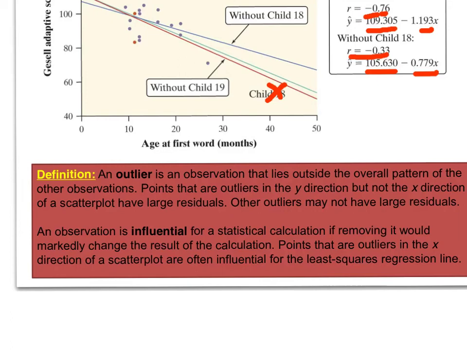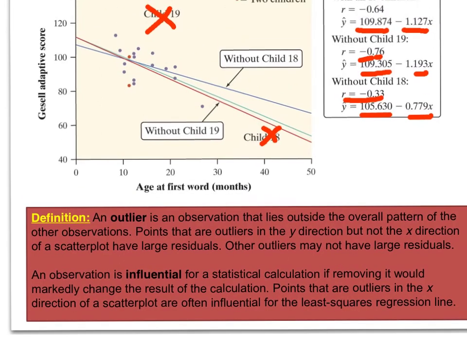The first point is an outlier. It obviously lies outside the overall direction, but outliers are usually in the y direction but not the x direction. So in this case, child 19 would be an outlier. And very often these will not influence our regression equation.